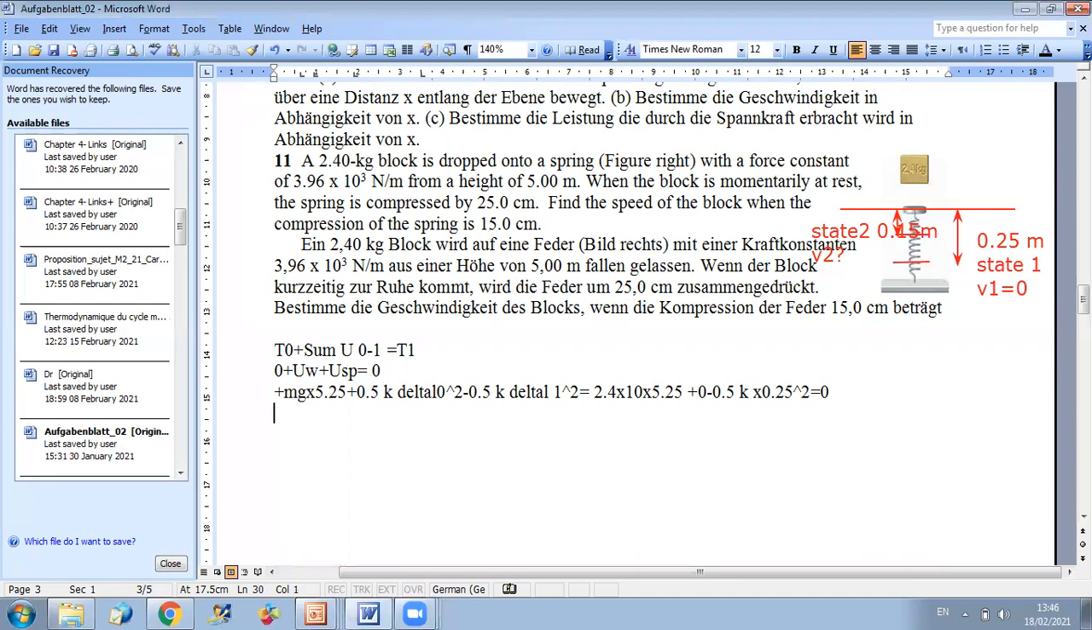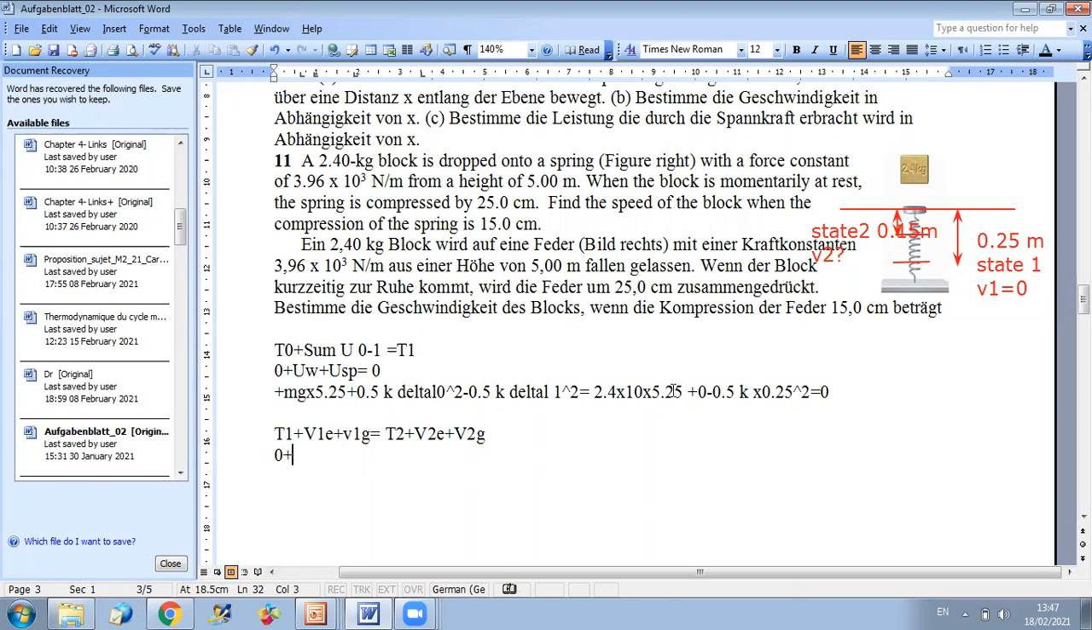What does conservation of mechanical energy say? T1 plus, here we have two types of potential energy, gravitational and elastic. So we should say T1 plus V1 elastic plus V1 gravitational equals T2 plus V2 elastic plus V2 gravitational. Okay, so first, at state 1 we know that the velocity is 0, meaning T1 is 0.